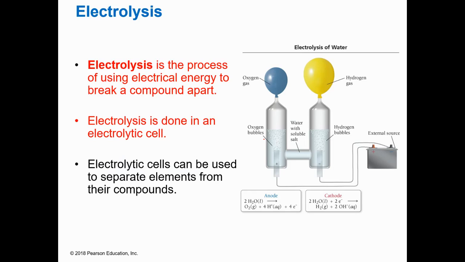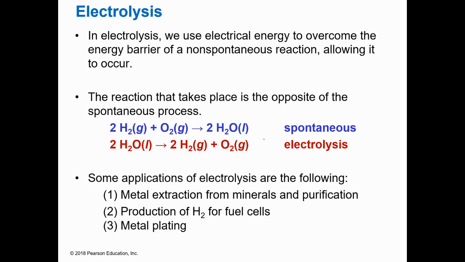In electrolysis, that's the process of using electrical energy to break apart a compound. This is how we get water broken into hydrogen and oxygen, and that is only done in electrolytic cells because they have to have energy to make that happen. Notice the battery in the picture. I'm not going to ask any electrolysis questions, but electrolysis is normally the opposite of the spontaneous process. And the reason we would do this, we can produce hydrogen for fuel cells. This is how we plate different metals. I'm sure, ladies, if you're wearing any silver jewelry, it may not be silver, it may be white gold, which is a plating process. And then metal extraction from minerals and purification.